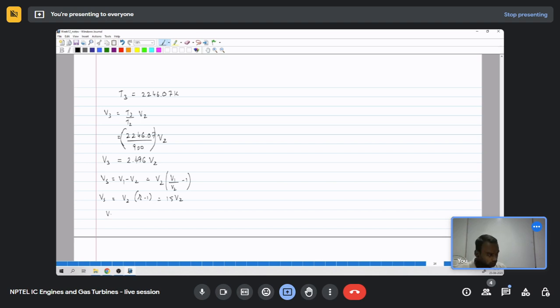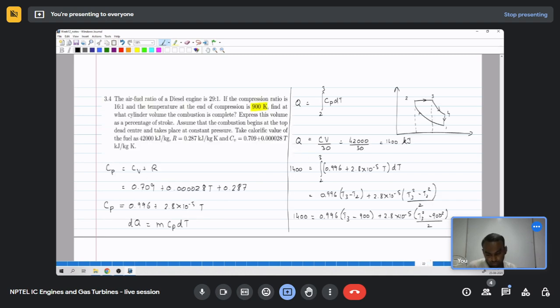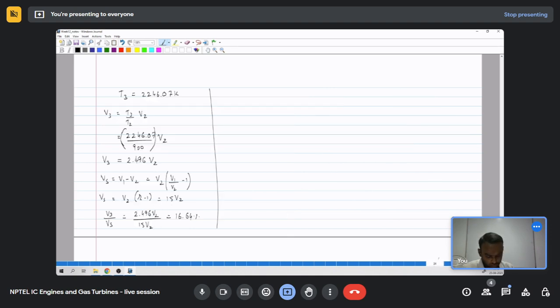Now V3 by Vs is equal to 2.496 V2 divided by 15 V2. So this is 16.64%. The V3 is the volume at the end of combustion, and that is 16.6% of the stroke volume.